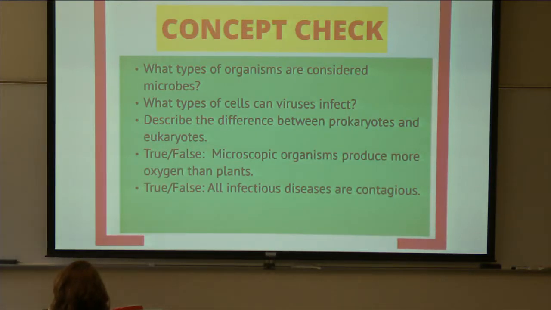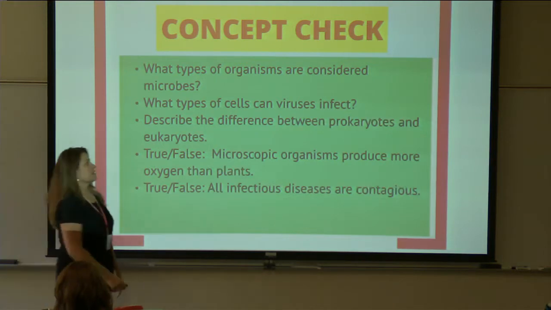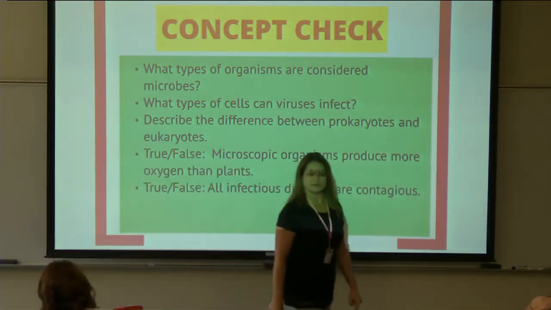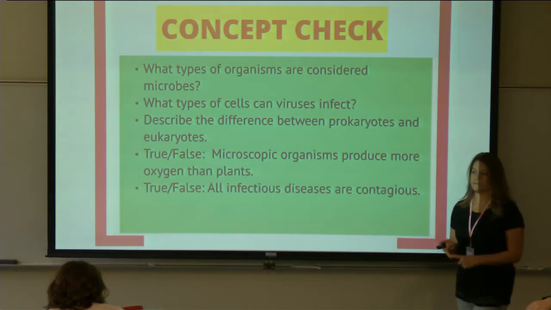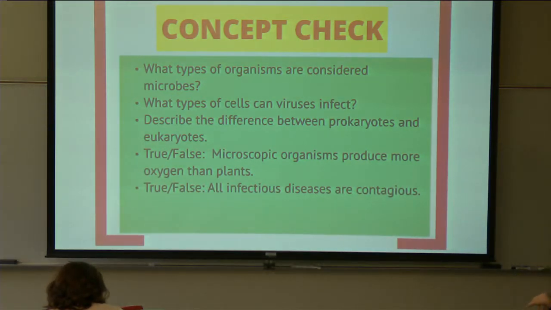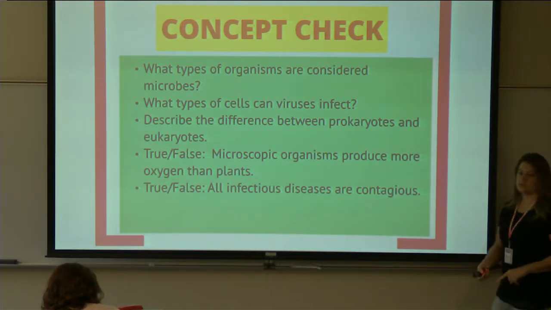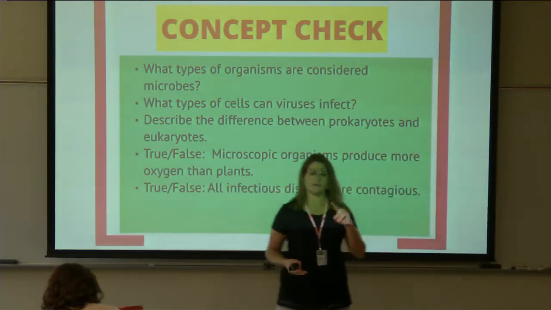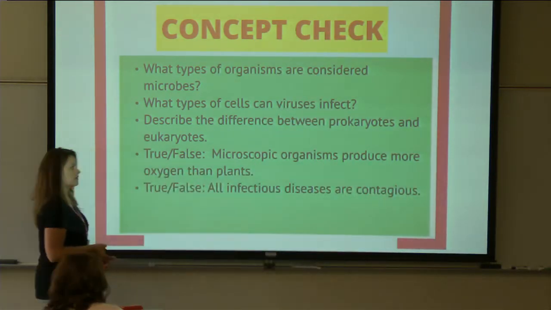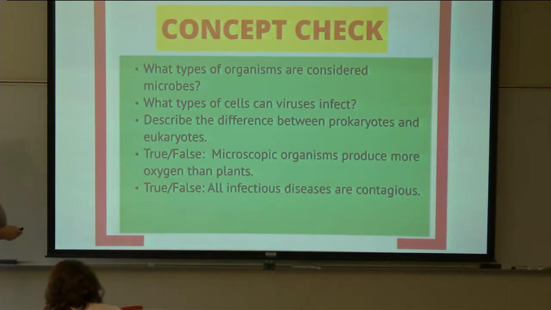Let's do a concept check. So let's review a few things we talked about. So what types of microbes or what types of organisms are considered microbes? So let's hear a few. So anything microscopic, such as, what are we growing in the lab? Bacteria, good. We also have algae, we also have fungi, we also have protozoa. Okay, these are all microscopic organisms.